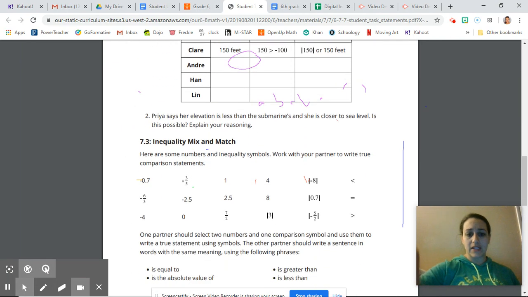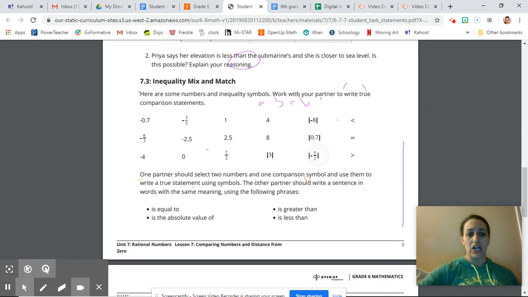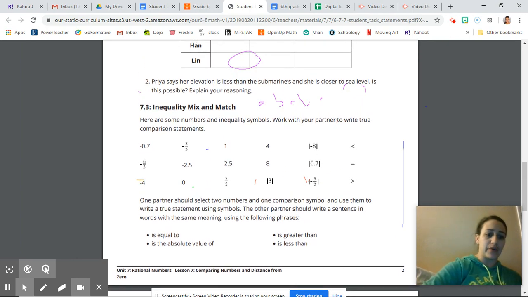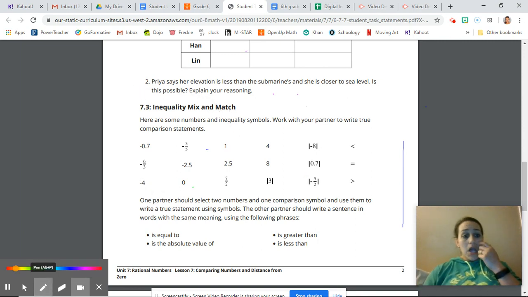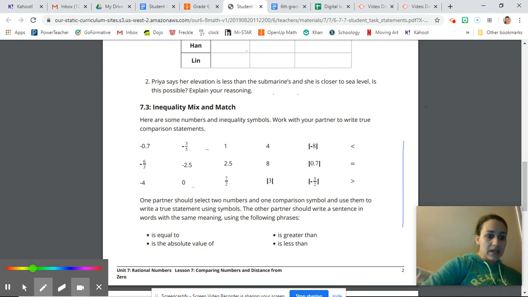All right, and scrolling up, I'll do some more erasing here. Last thing we're going to look at is 7.3, where we talk about inequality mix and match. And with this inequality mix and match, and that's about as good as it's going to get with the erasing, I think, we have some numbers and inequality symbols. We're going to work with a partner. Well, unfortunately, in quarantine, partners are hard to come by. To write true comparison statements.